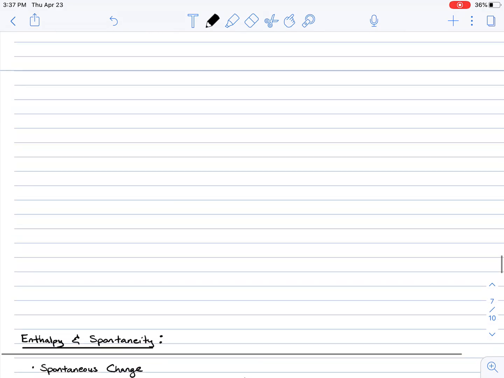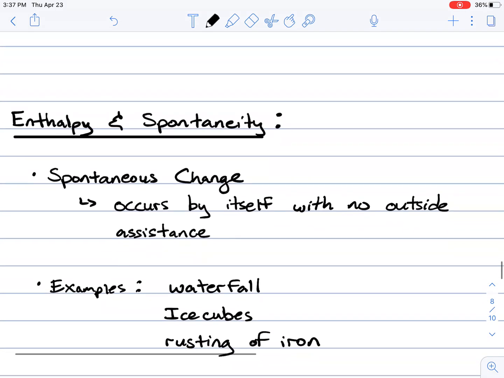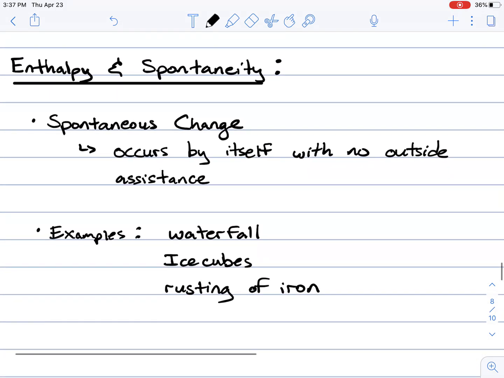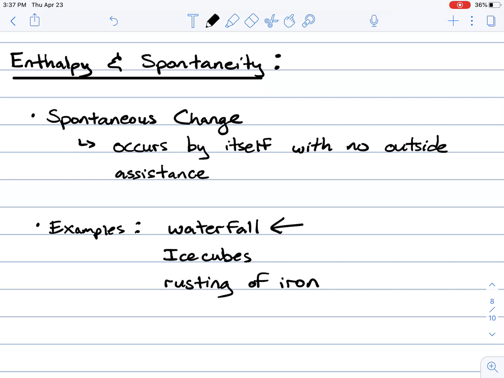Okay. All right, so let's go ahead and talk about enthalpy and its relationship to spontaneity. First of all, let's describe what spontaneity is, or spontaneous changes. And so spontaneous changes are changes that occur by themselves with no outside assistance. Some examples of something that's spontaneous would be the water trickling down from a waterfall, right? So there's no outside help. The water just falls when it falls off the edge.